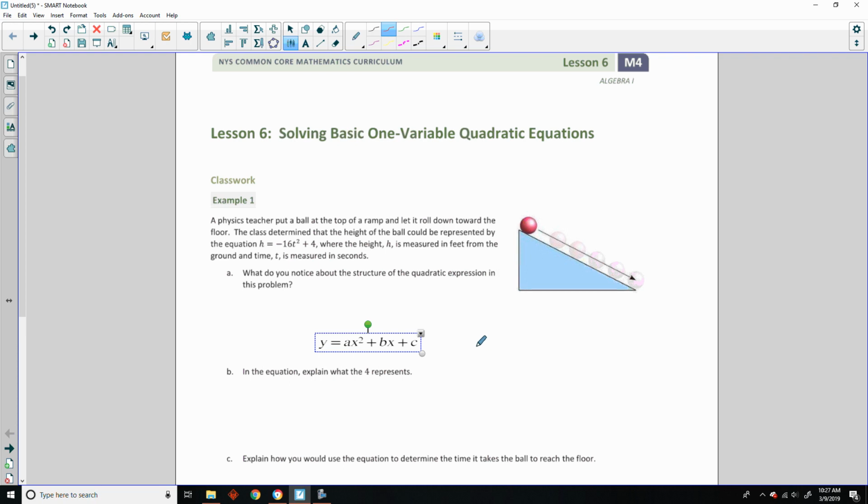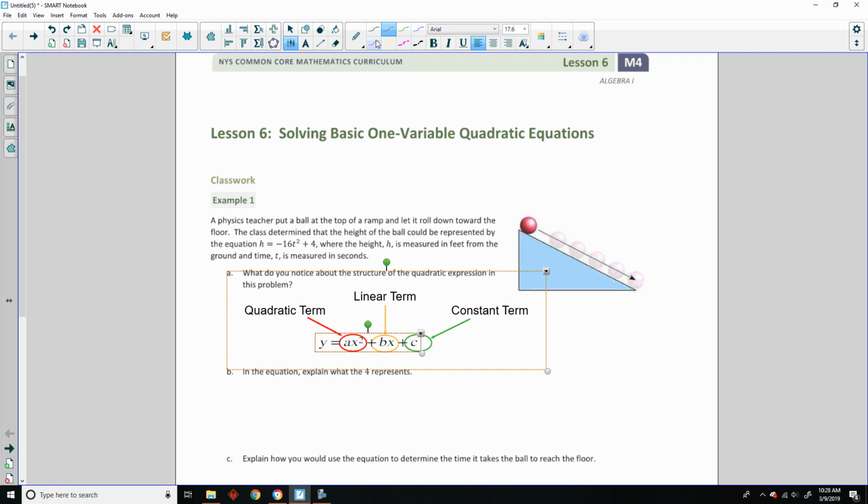Okay, well here's the quadratic equation standard form: y equals ax squared plus bx plus c. So in this case, y is h, a is negative 16, x is t, time, and that's squared, plus bx, nothing there, plus c, 4. So the constant's 4.